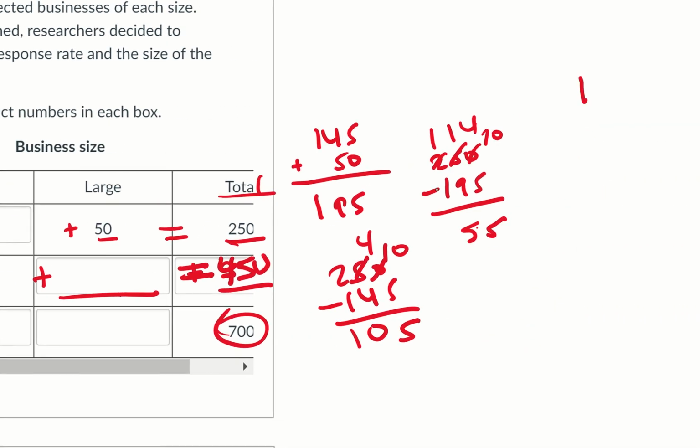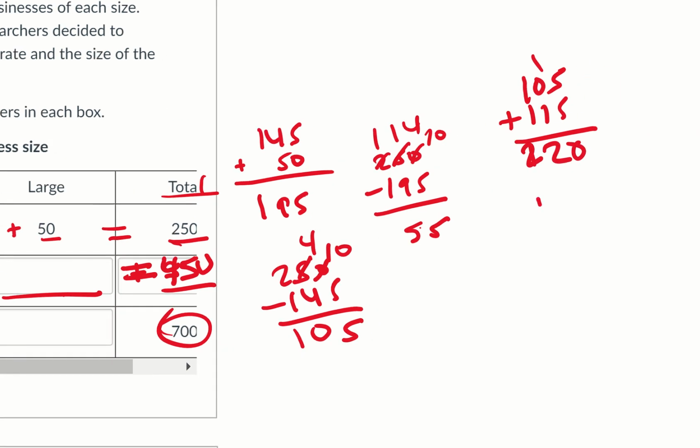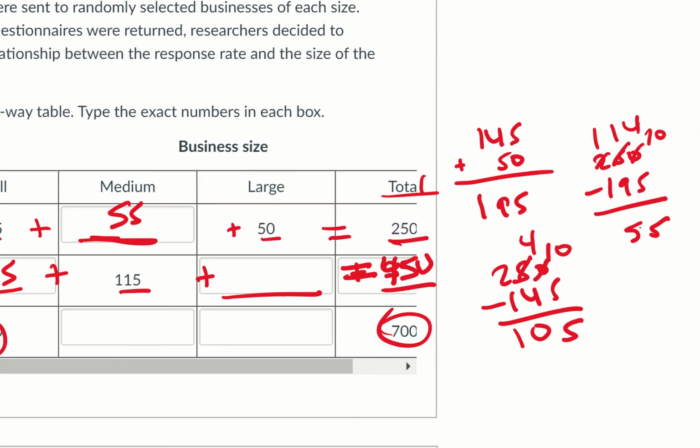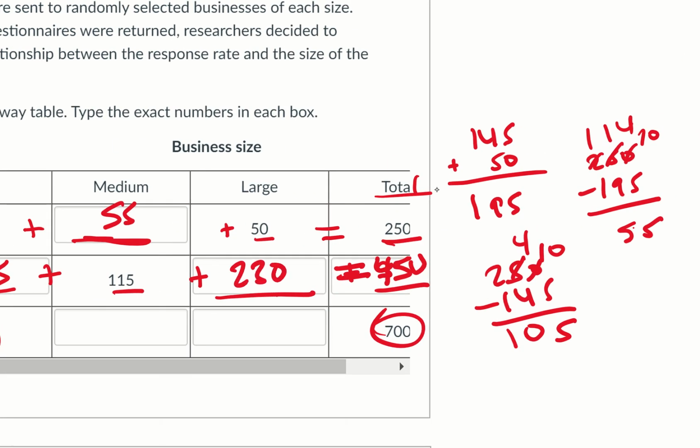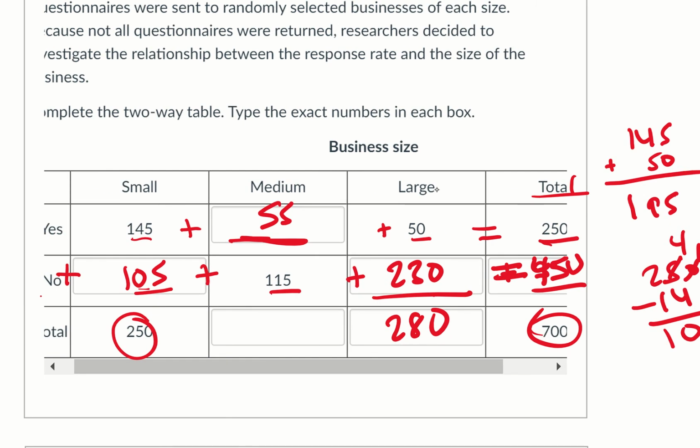105 plus 115 is 220. And then we have to do 450 minus 220, which is 230. And then 50 plus 230 is 280. And then 55 plus 115 is, we got 0, carry the 1. So we got 170.